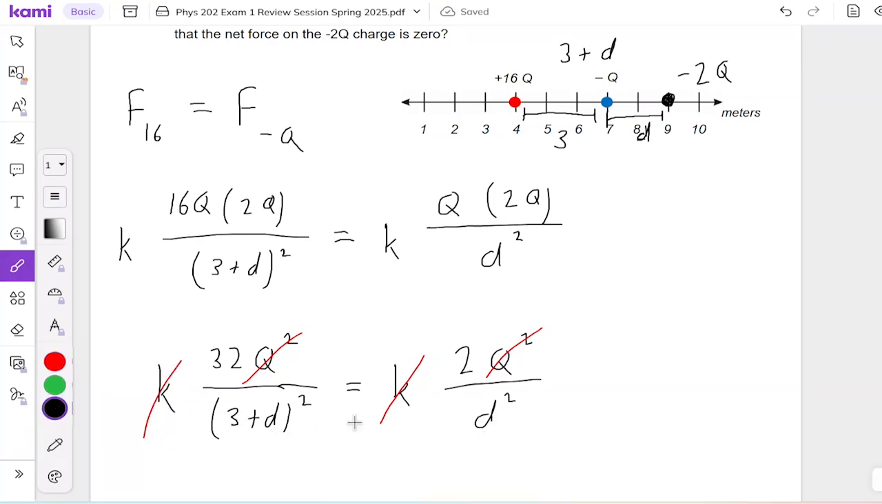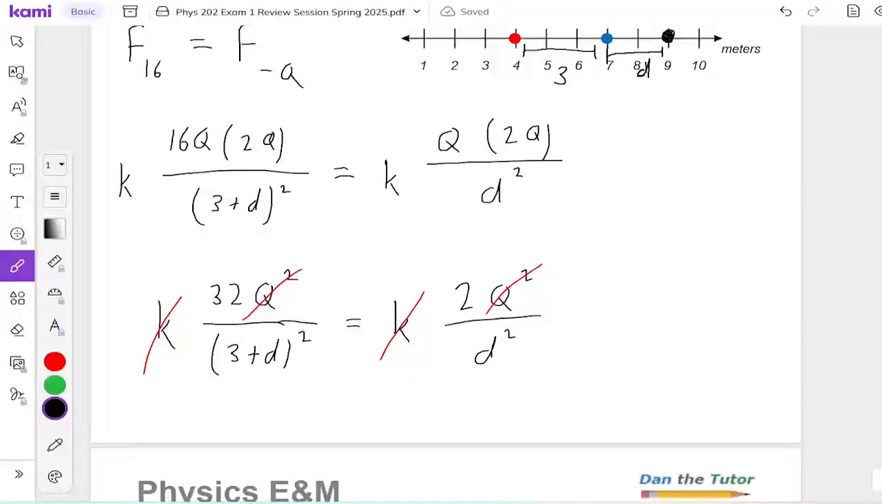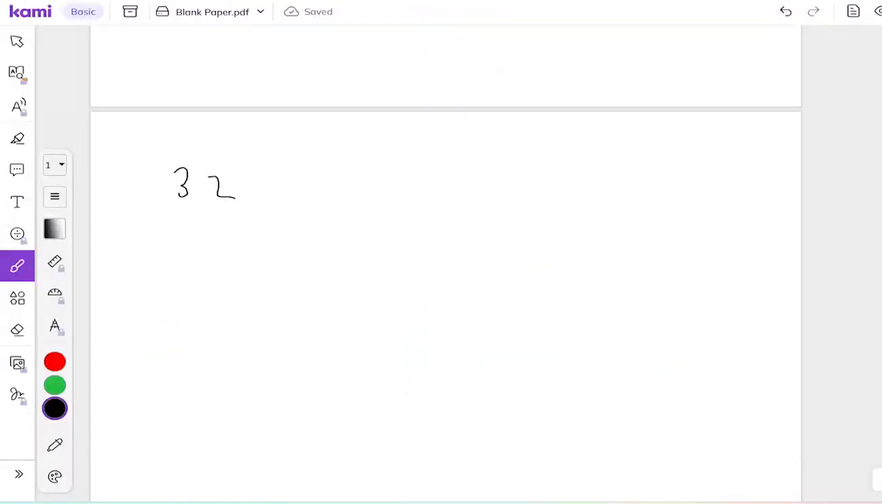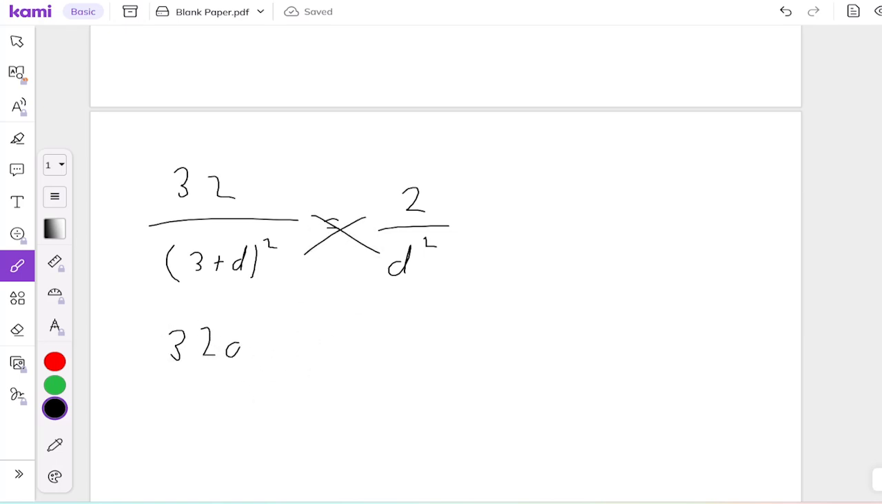So, for that reason, we have 32 over (3 plus D) squared equals 2 over D squared. From this point, it's no longer physics, it's all algebra, so I'll go quickly through this, because I'm assuming you know how to do this on your own. But I cross multiply: 32D squared equals 2 times the quantity (3 plus D) squared.